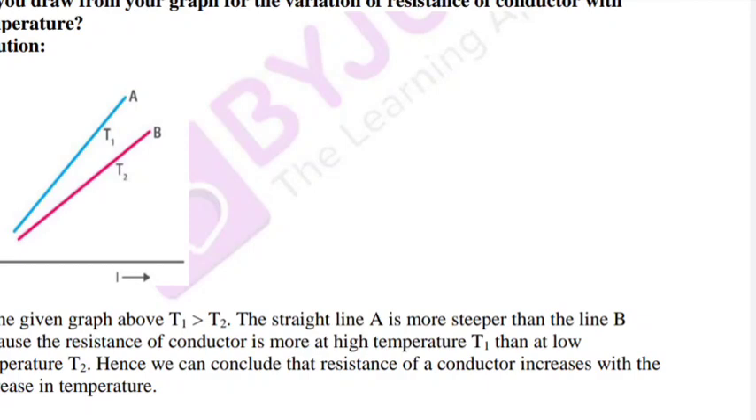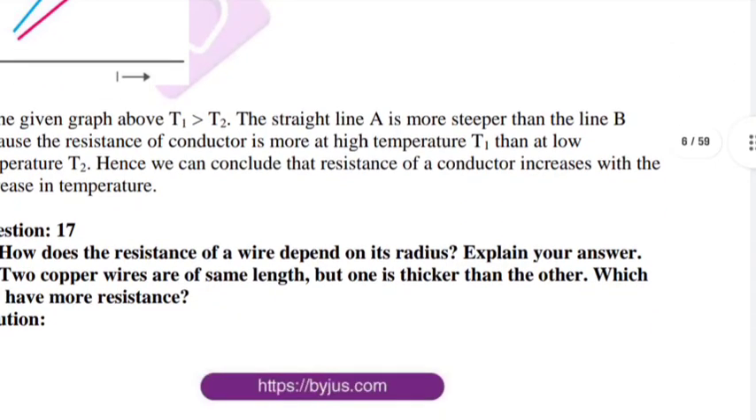The graph will be steeper for temperature T1, because straight line A is steeper than line B, because the resistance of the conductor is more at a high temperature. The resistance of the conductor is more at the higher temperature T1 than at the lower temperature T2. Hence, we can conclude the resistance of a conductor increases with the increase in temperature.